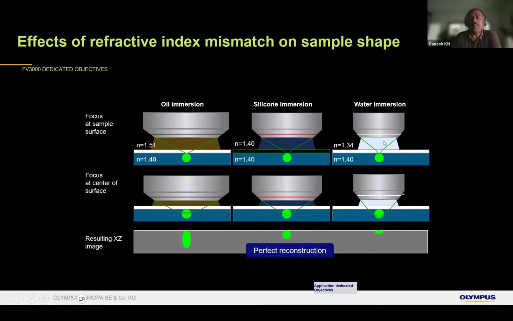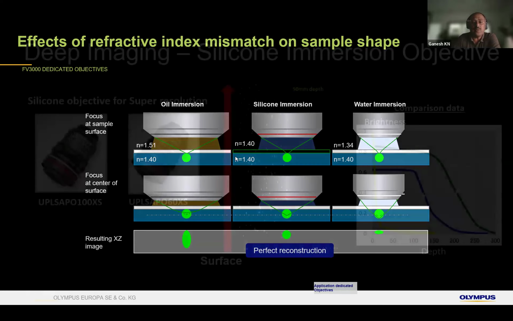Earlier it was replaced by a water immersion objective, but water keeps on drying, and the water refractive index still does not match with the refractive index of the cytoplasm. A silicon immersion oil was introduced, a new objective which helps us to match the refractive index of the tissue. The silicon immersion oil refractive index is 1.4, better than the refractive index of water, lesser than the refractive index of oil, and it helps us to go deeper.